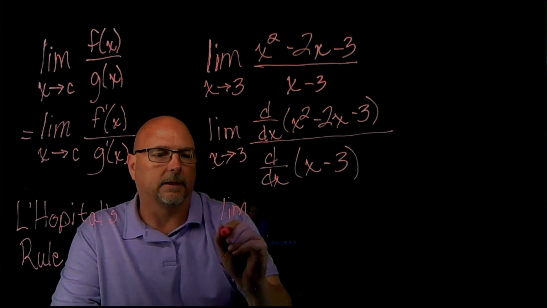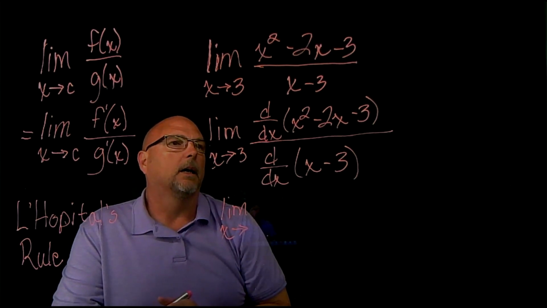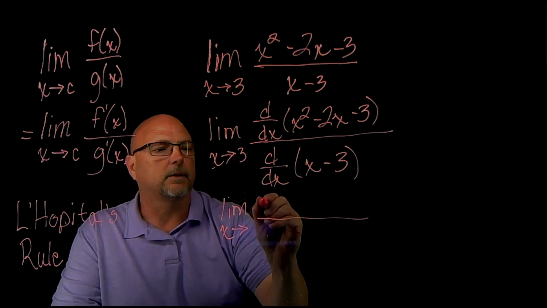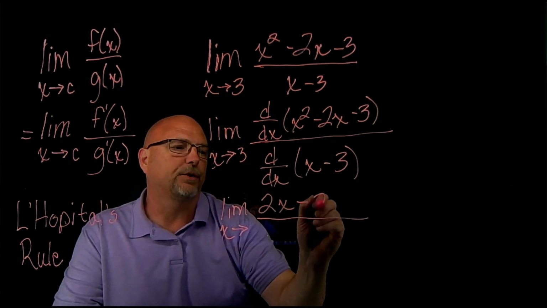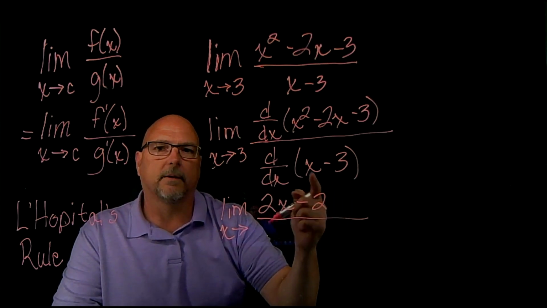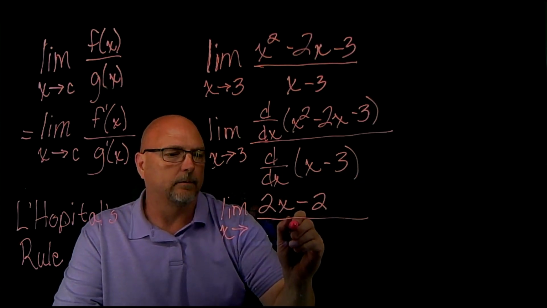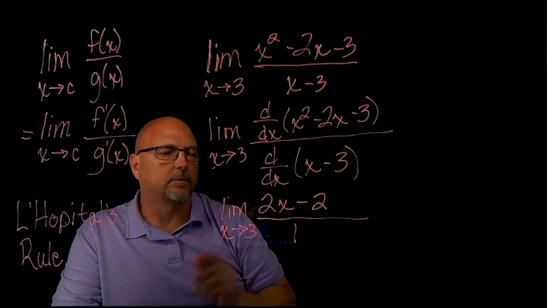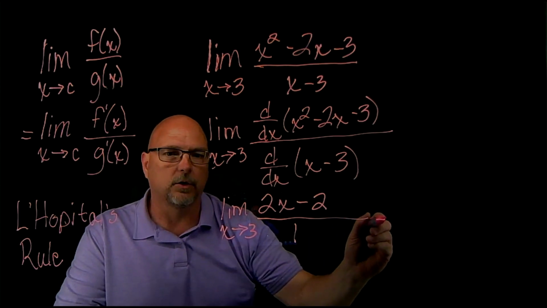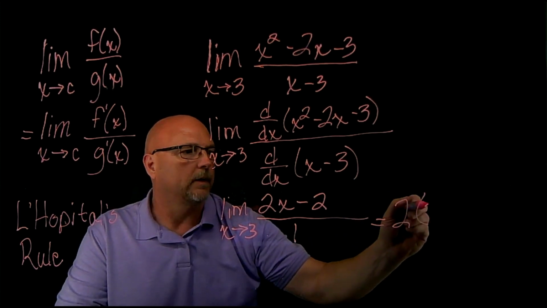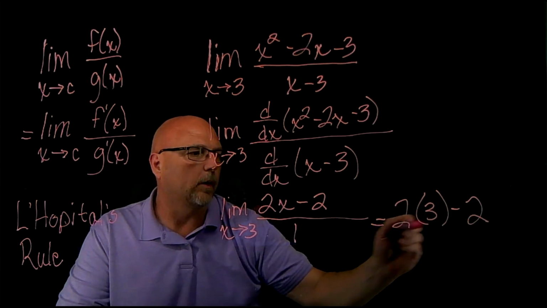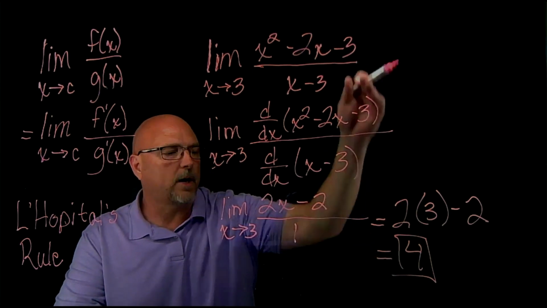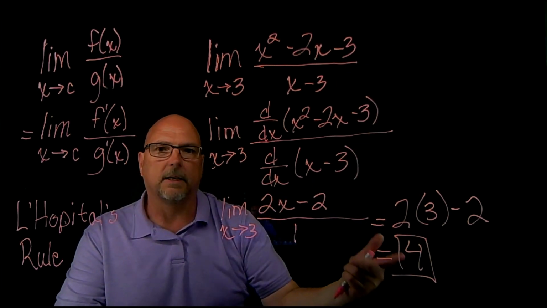So the limit as x approaches 3 of, what's the derivative of x squared minus 2x minus 3? Well, that's just 2x minus 2. And in the denominator, the derivative of x minus 3 is just 1. Now if I do direct substitution, I end up with 2 times 3 minus 2, or 4. So the final answer, the limit of this expression as x approaches 3, is 4.